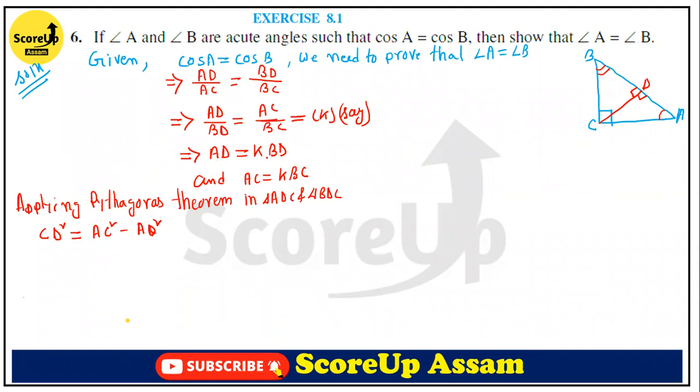I will see. Okay. See, AD square. How we have written? I hope you have understood this one.